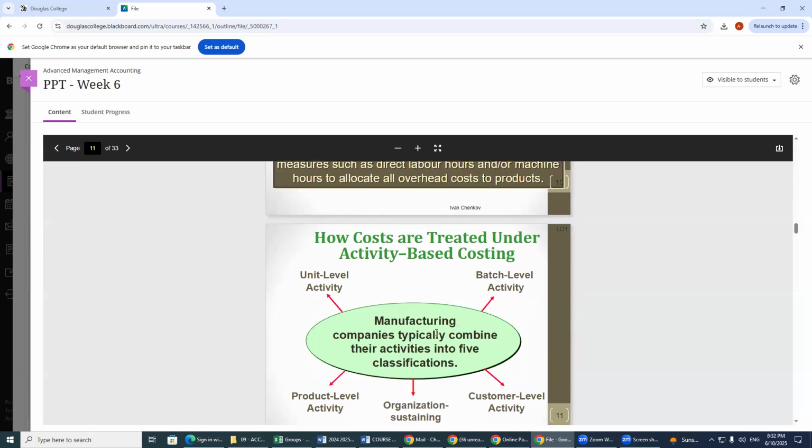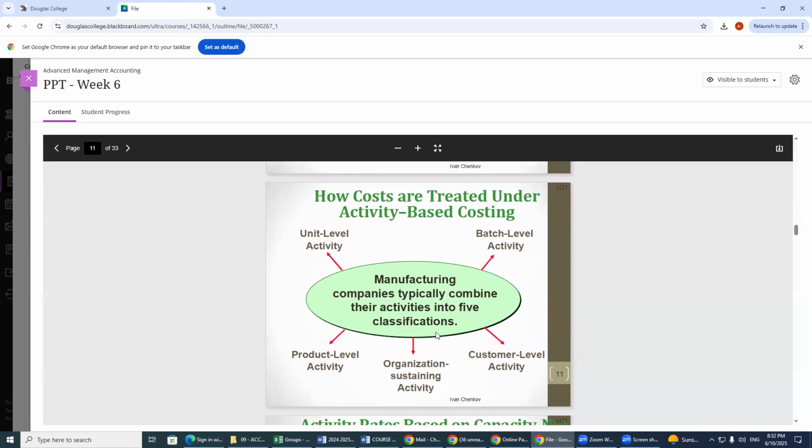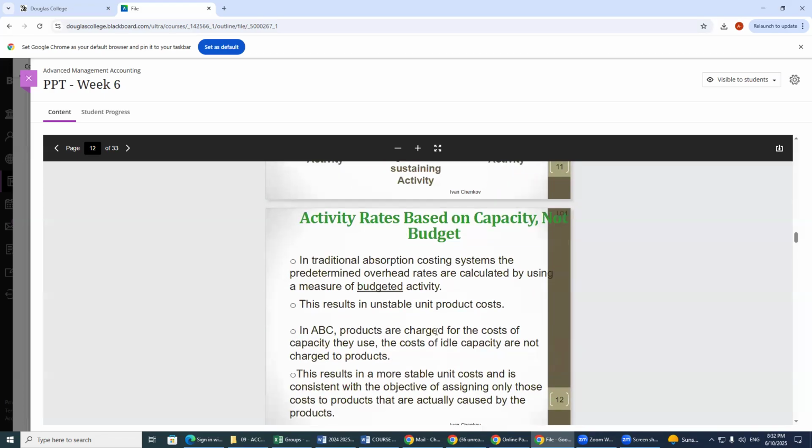Now, what will be those levels of activity? We can go with the unit level. We can go with the batch level. We can go with the product. We can go with the customer. We can go with the organization sustaining level. So you can see how many different levels we have in activity-based costing.